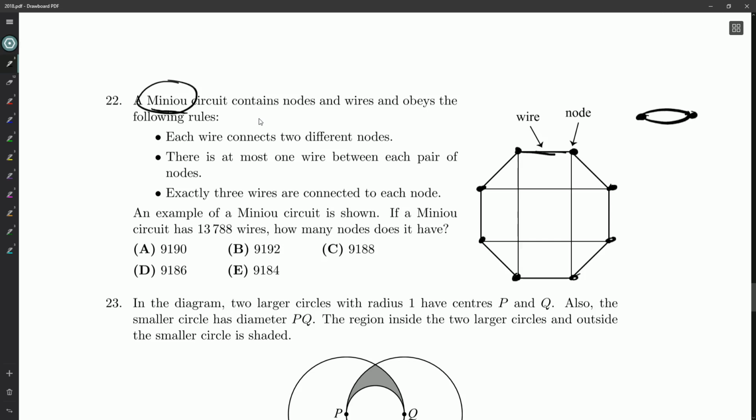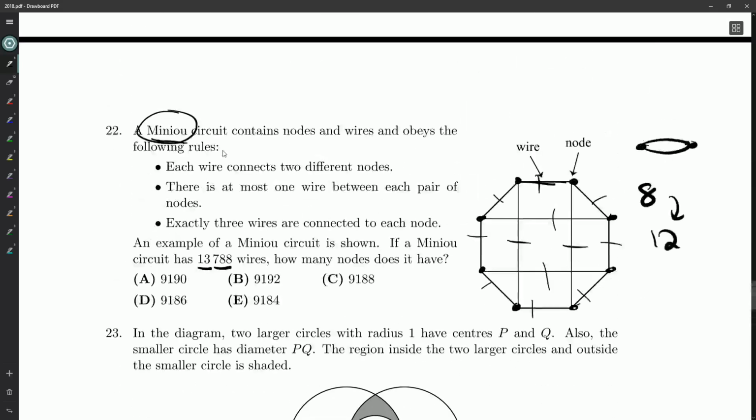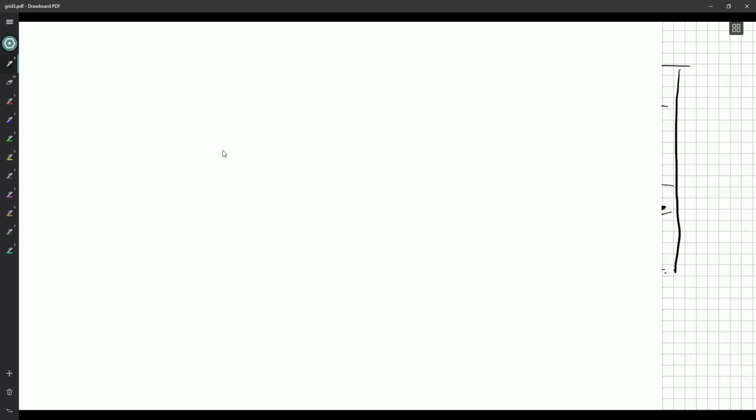An example of a min-IOU circuit is shown. If a min-IOU circuit had 13,788 wires, how many nodes does it have? So here, for example, we have 8 nodes, and we have 1, 2, 3, 4, 5, 6, 7, 8, 9, 10, 11, 12 wires. So I suspect there is a relationship here. It's up to us to reason out what that might be.